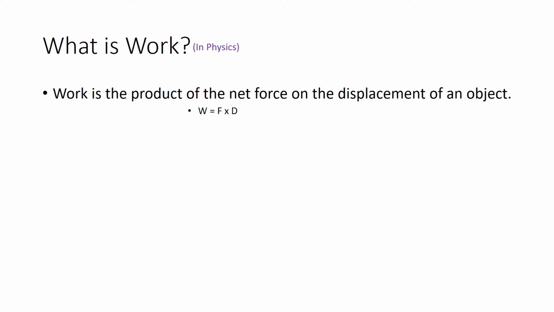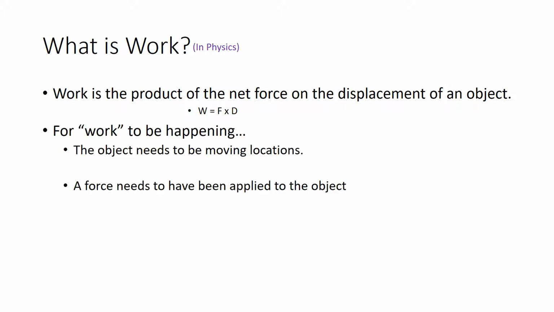So what is work? Well, in physics, work is the product of the net force on the displacement of an object. For work to be happening, there's a few things that need to be happening too. The object has to be moving from one place to another and the force needs to be applied to the object. So for objects to be moving locations, it's like if an object was to move from point A to point B.